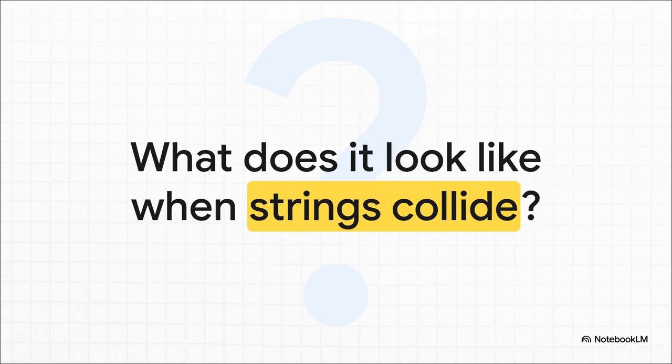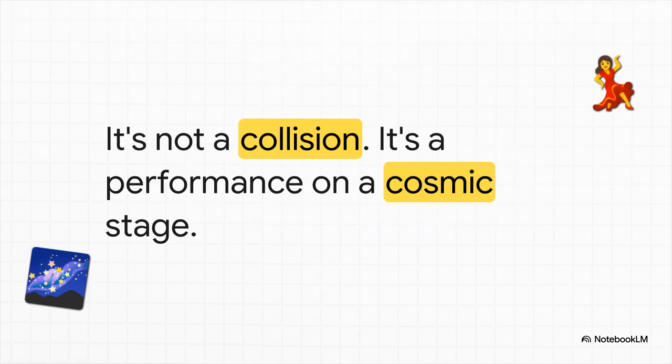If the universe is really made of these tiny, vibrating strings, what actually happens when they interact? I mean, do they just bounce off each other like little billiard balls? Do they shatter into pieces? This was the first giant puzzle that physicists had to figure out. And the answer they found? Well, it's so much more elegant than a simple crash.